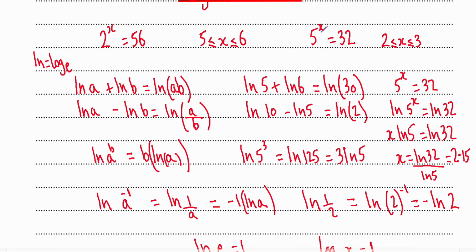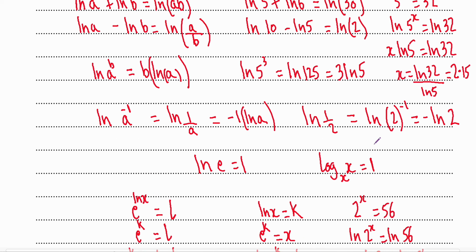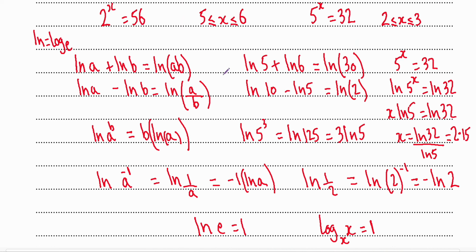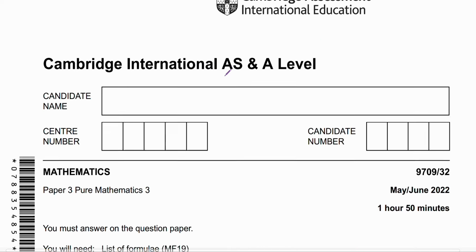So 2.15 makes sense. That means 5 to the power of 2.15 is equal to 32. 2 to the power of 5.81 is equal to 56. Now let's do an example question that's more difficult and it will make more sense.